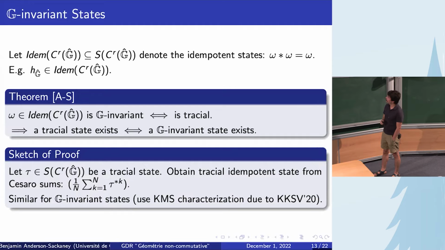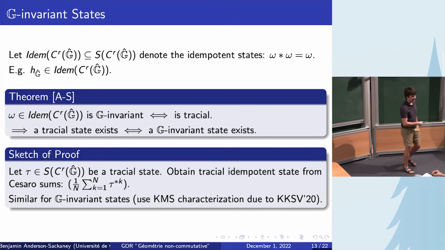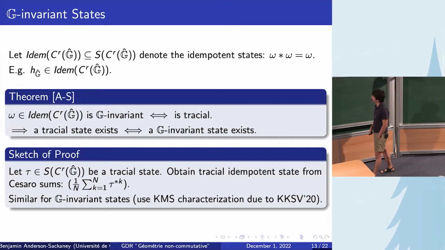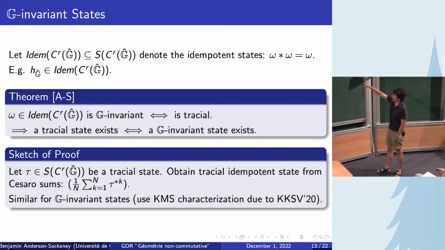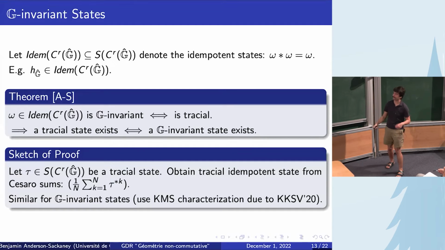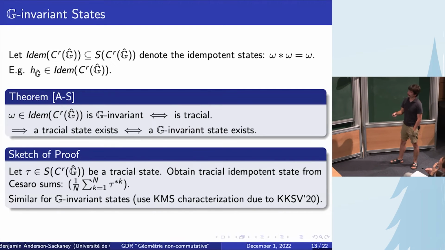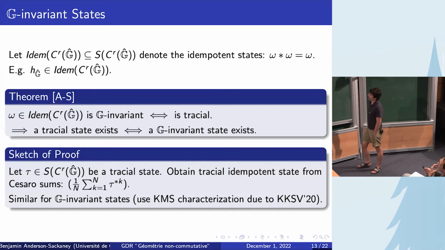And so I'll give you an idea of the proof of the former thing. The argument follows from a standard harmonic analytic kind of argument. So the way it goes is like this. If you start with a tracial state, there is a canonical way of obtaining an idempotent state where you look at Cesàro sums of convolution powers. And then you take a weak-star cluster point, and that's an idempotent state. And it's easy to see that it's also a tracial idempotent state.